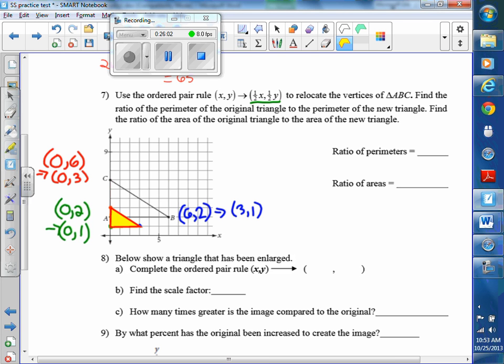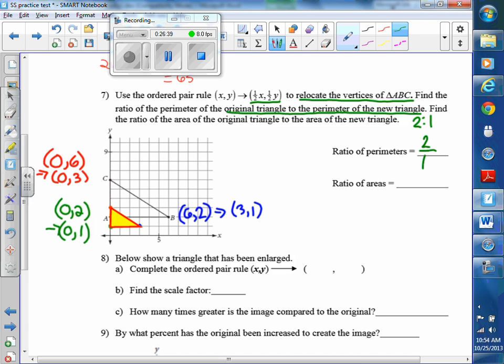So now it asks you, we keep reading, use the ordered pair rule to relocate the vertices of triangle ABC. So I've done that. Find the ratio of the perimeter of the original to the perimeter of the new triangle. So big to small, right? So it's 2 to 1. You could write it like this. We could write it with a colon. Both of those are ratios. You could say 2 to 1 in English, all three ways.